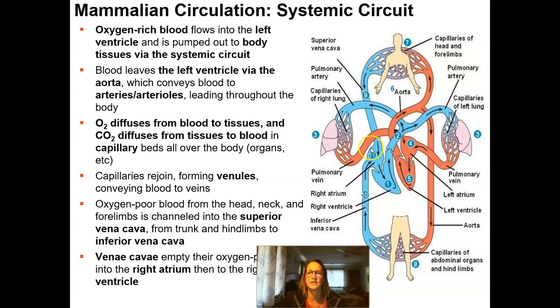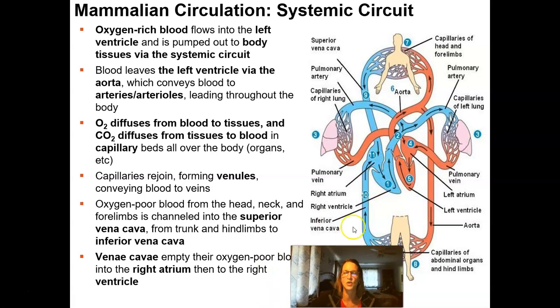Okay, this right here is your right atrium. And so this is the part that is going to receive the deoxygenated blood. And from the right atrium, blood will then move into the right ventricle. And the cycle will start over because from here, the deoxygenated blood gets pumped into the pulmonary circuit.